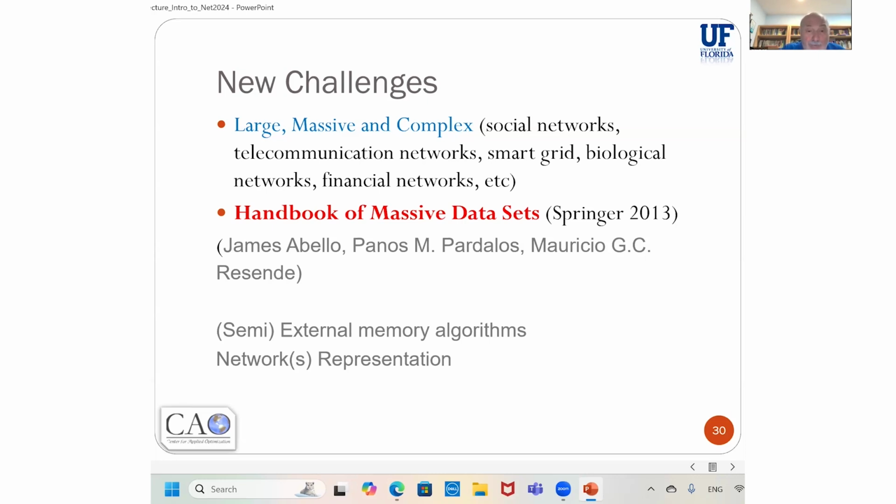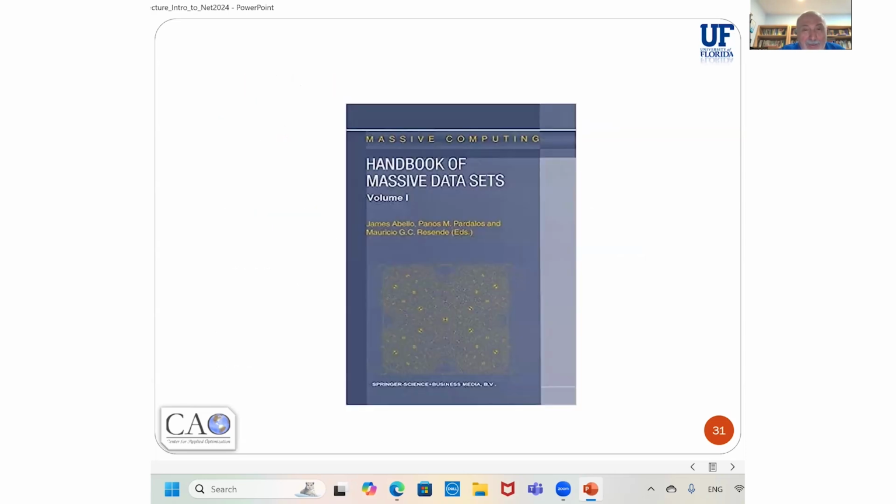We published the first book on massive data sets about 10 to 11 years ago. The two people, James and Bello, who are in Belams, Mauricio resented. Now Mauricio went to Amazon, but now he retired. But anyway, this book is also a massive book. It's a big book that discusses many of the challenges when you have to deal with massive data sets. So external memory algorithms, how to represent the problems in data, different data structures, and so on. I think it's important.